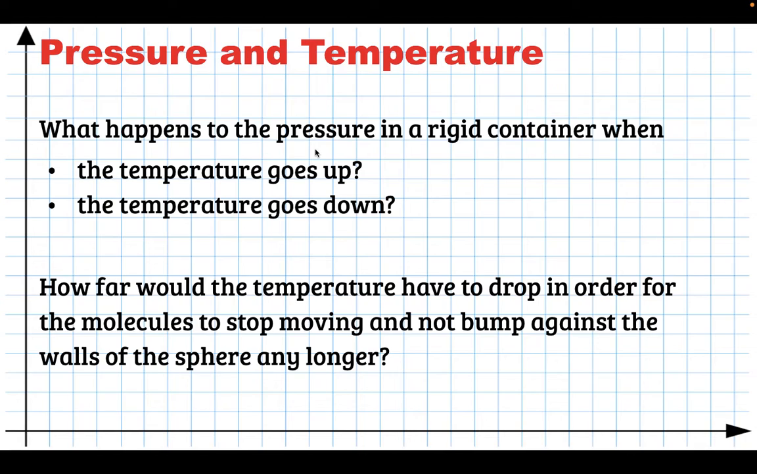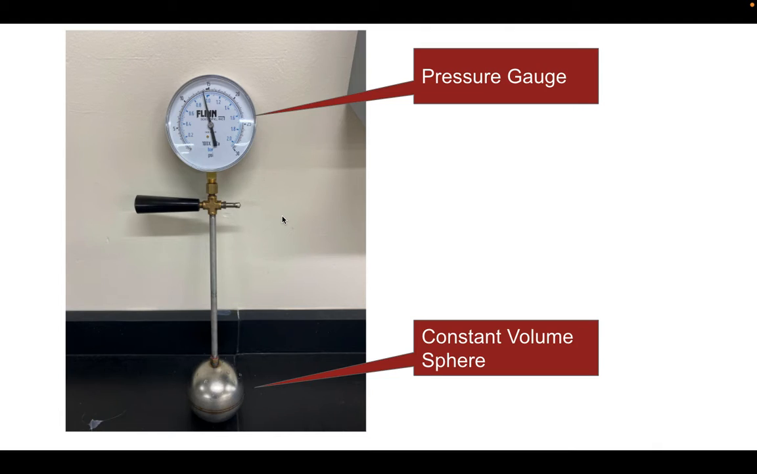We're going to ask what happens in a container if the temperature goes up and if the temperature goes down. So what we got is this little gizmo, and in class we actually had this and we played with it. It's got a steel sphere down here that has molecules of gas in it. I think they're argon. And they're moving around, smacking into the sides, and this gauge measures that pressure.